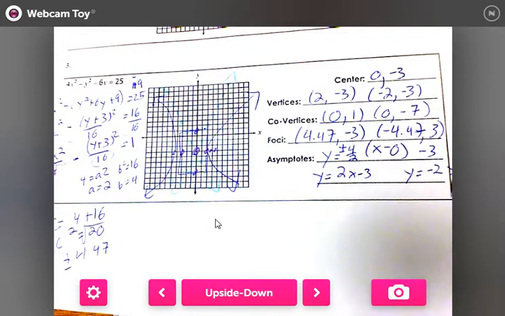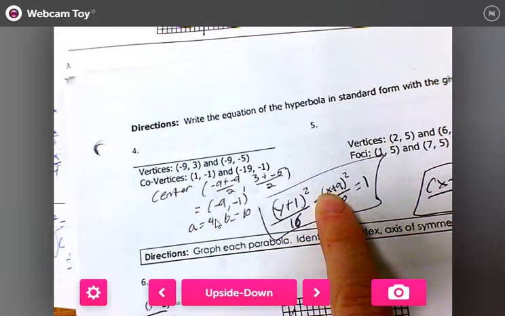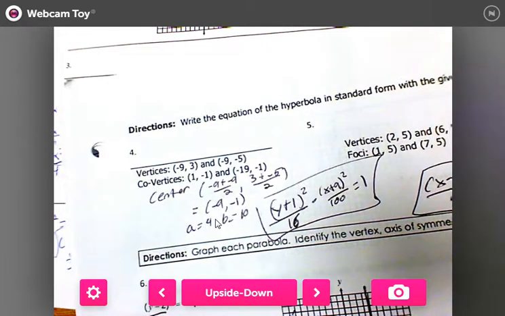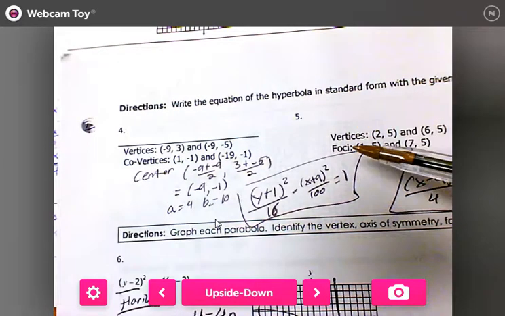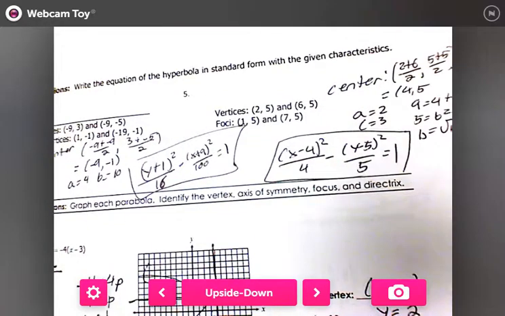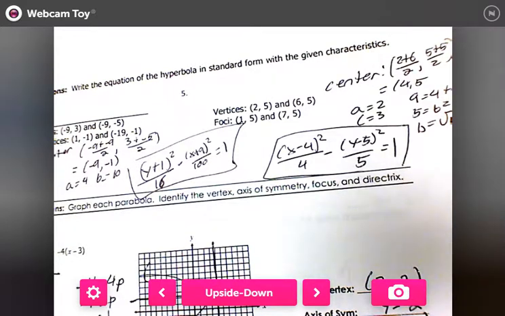Number 4 is y plus 1 squared over 16 and negative x plus 9 squared over 100 equals 1. Number 5 is x minus 4 squared over 4 minus y minus 5 squared over 5 equals 1.